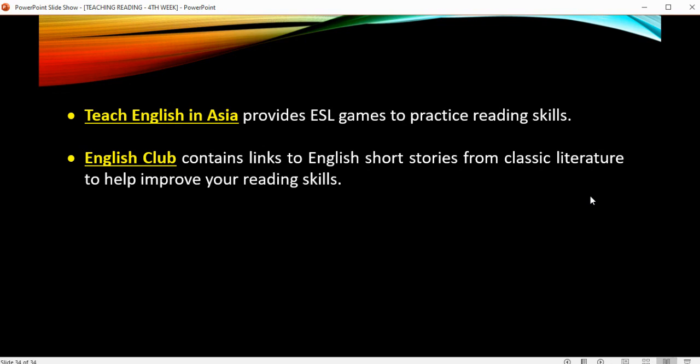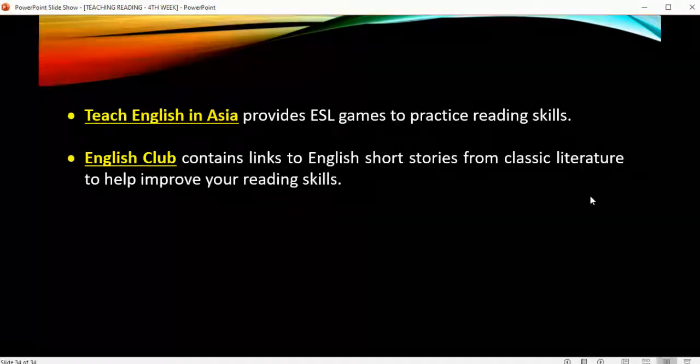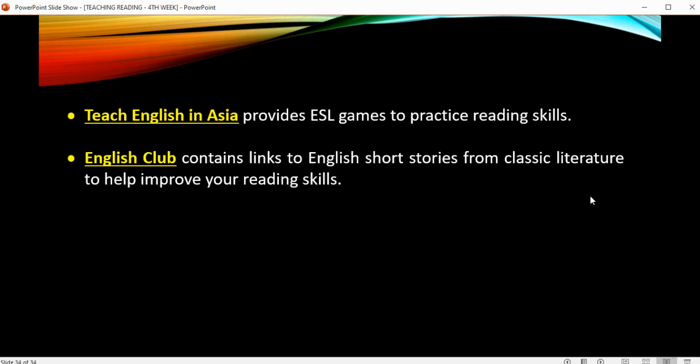Finally, we have these other two. Teach English in Asia provides ESL games to practice reading skills. And the last one, English Club, contains links to English short stories from classic literature to help improve your reading skills. Notice here that you have a lot of web pages that you can use. You can find resources such as worksheets, short stories, news, and also with listening.